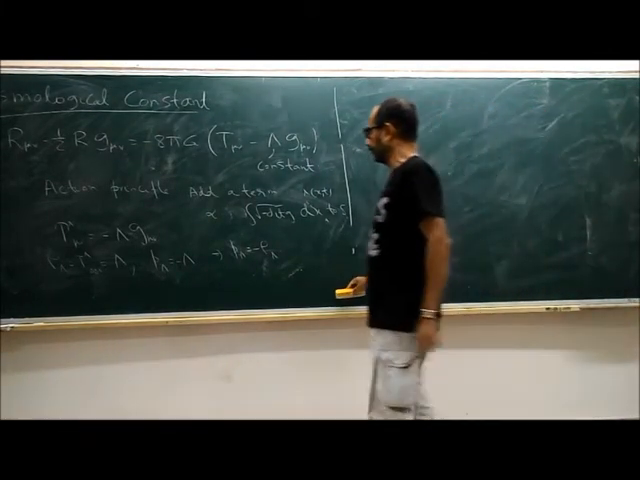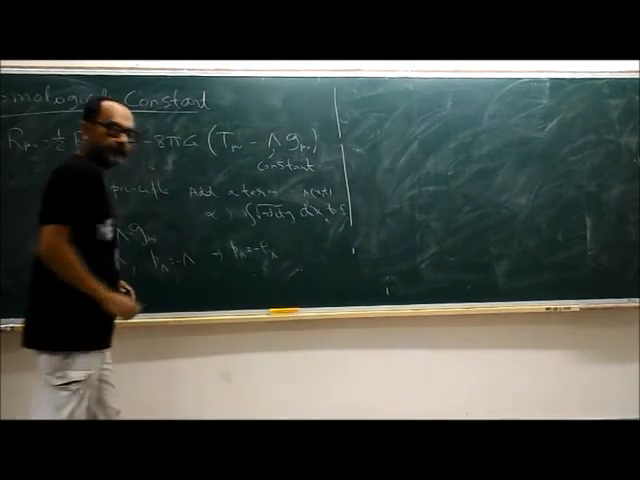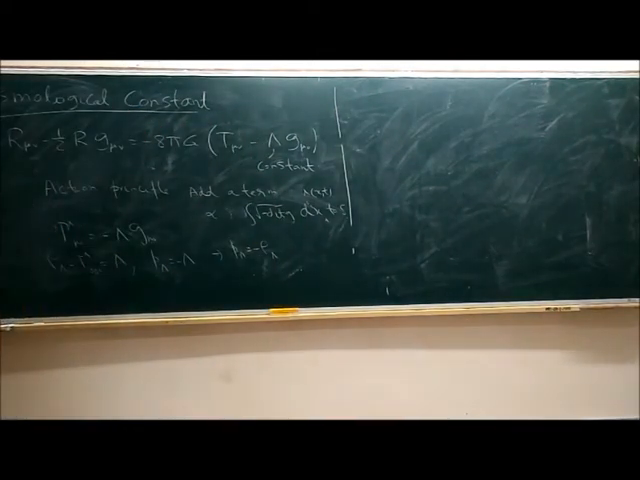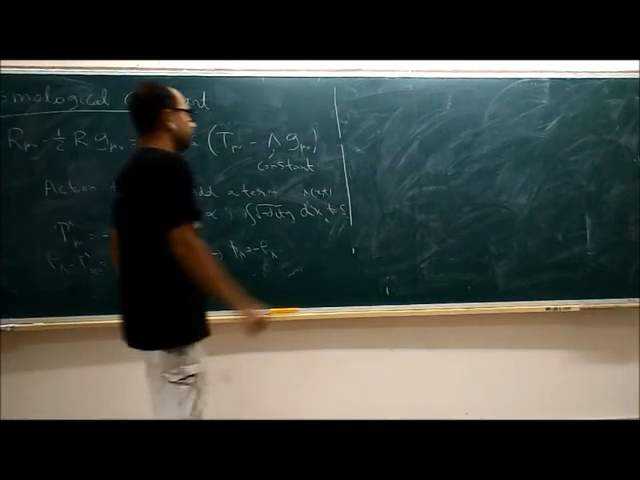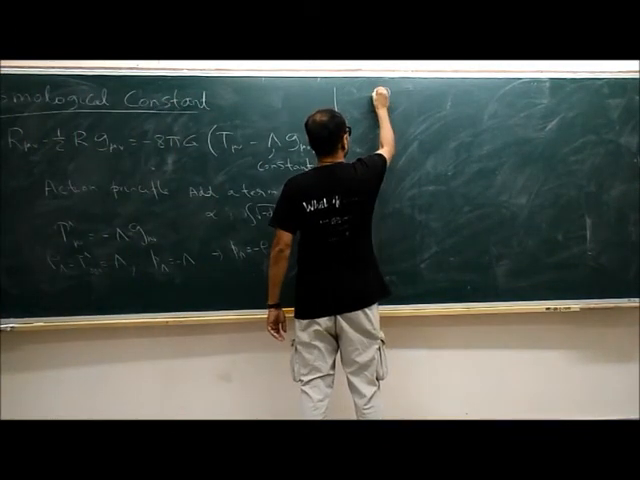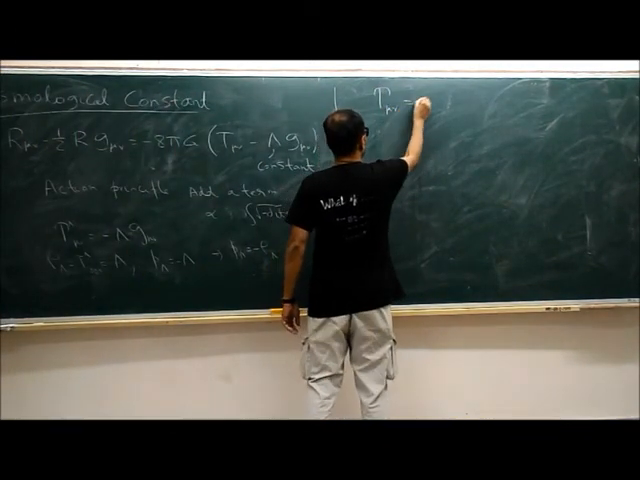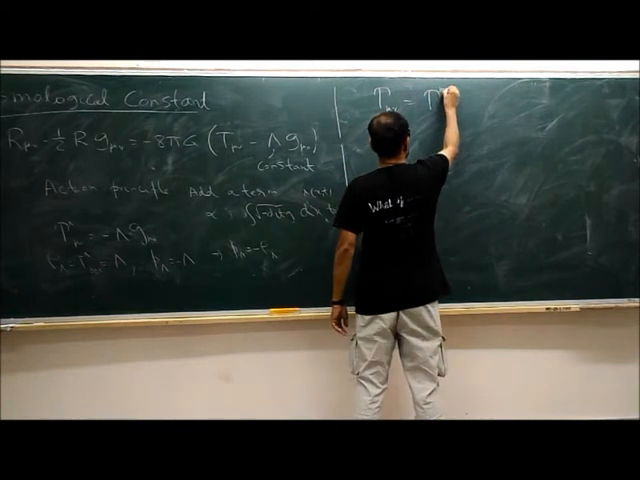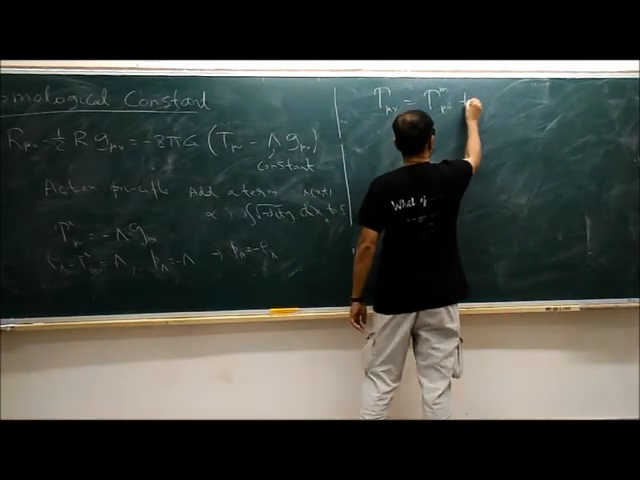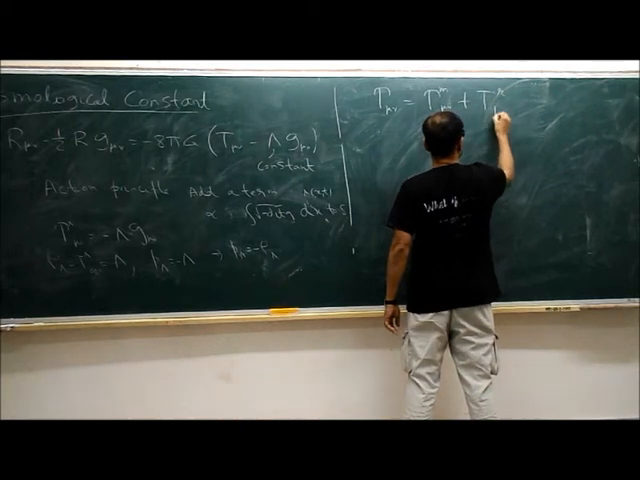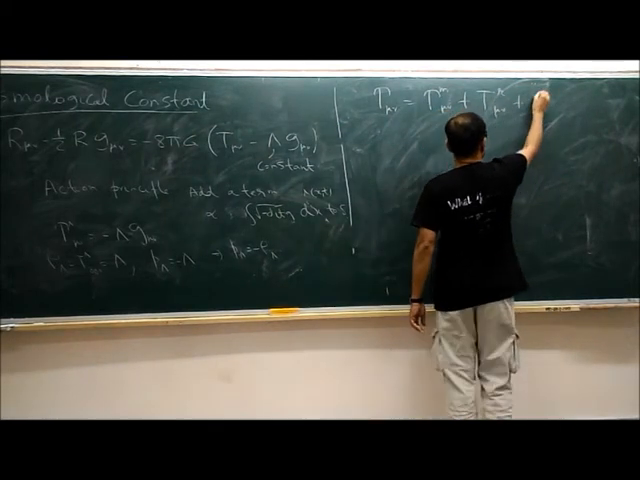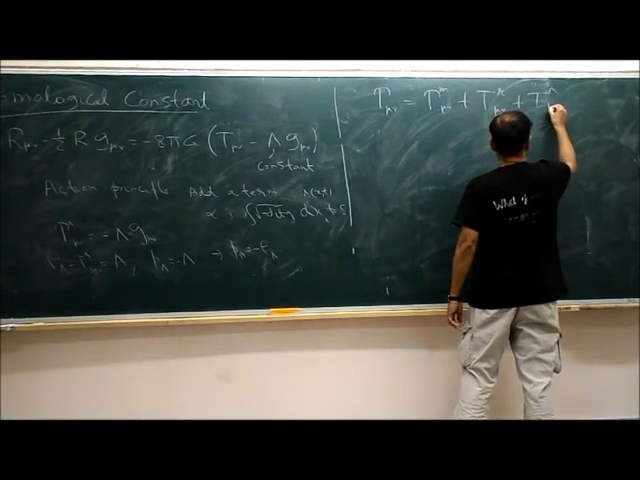So let me write again what the setup of the problem is. Our T mu nu that we will be using will contain a sum of three components: the matter part, radiation part, and cosmological constant part.